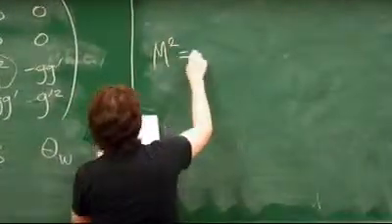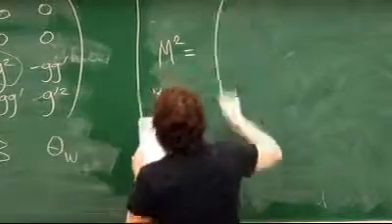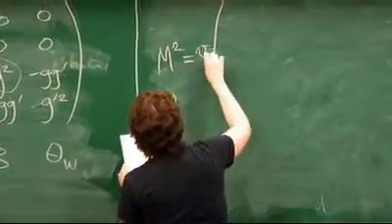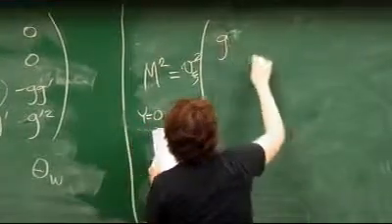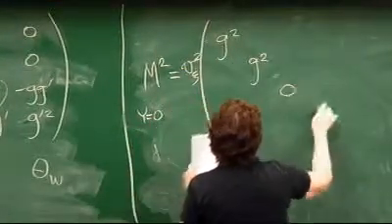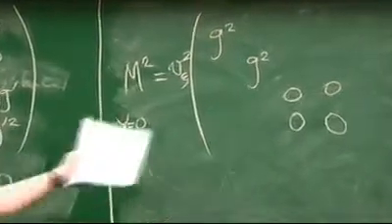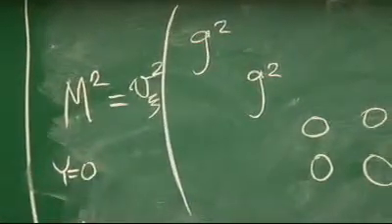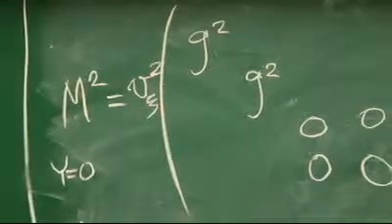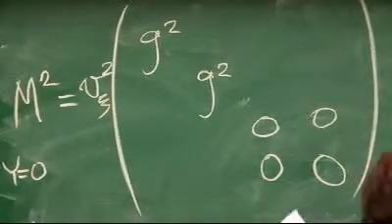This M squared matrix for the y equals 0 triplet looks like the following. VEV G squared, hypercharge is 0, and the third component of isospin where the VEV is also 0, so you get just zeros down here. So this guy is going to generate a mass for the charged W's, but not for the Z and not for the hypercharge.